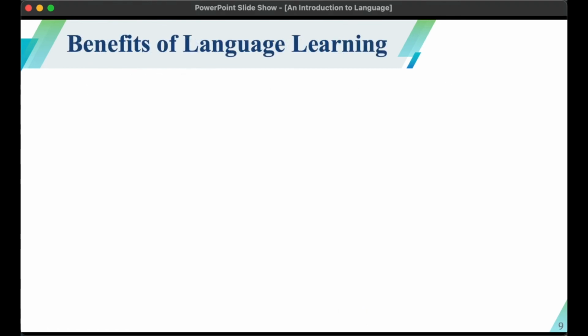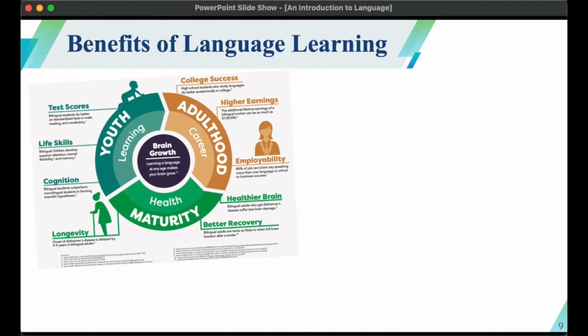While learning an additional language certainly isn't easy, the benefits are many. One central benefit is brain growth, which provides advantages for learning, career, and health, from higher cognition, higher test scores, and superior life skills, to better college success, stronger employability, and higher earnings, to a healthier brain that recovers better and stays young longer.